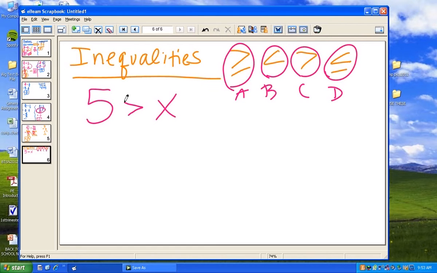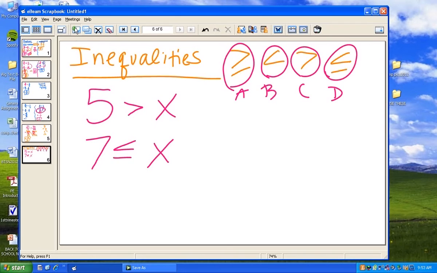Now, if I say 7 is less than or equal to X, what symbol am I using, Aaron? D. I've used less than or equal to. So that's how you know, because the words that the problem has tell you what symbol to use. Okay, so we're using these symbols.